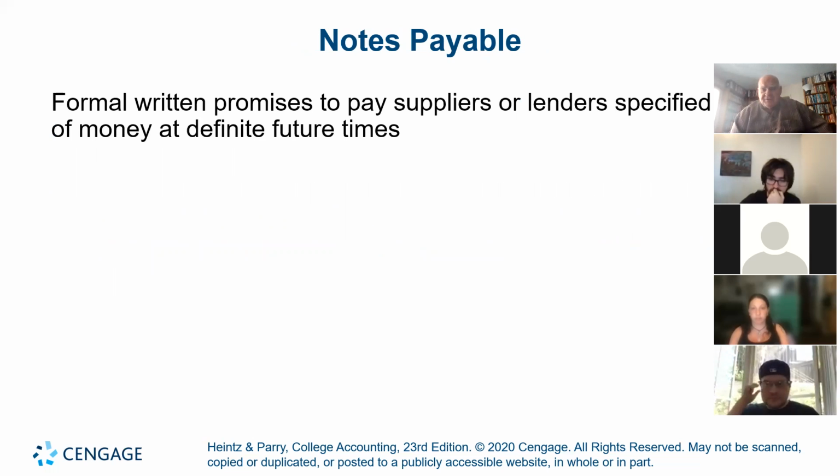Note payable. Now, this is the formal written liability. You want to borrow money from a bank, you go in there and they say, okay, I'll give you the $1,000 you want. Sign this note. And the note says, I promise to pay back the full $1,000 in 2 years. And I'm going to pay 8% interest. And I'm going to pay the interest every 6 months for the next 2 years. That is a note payable.